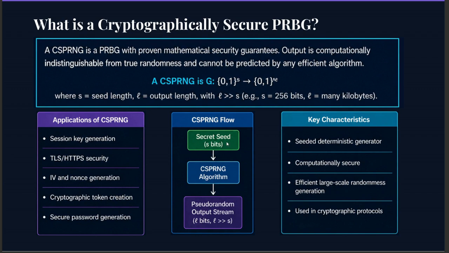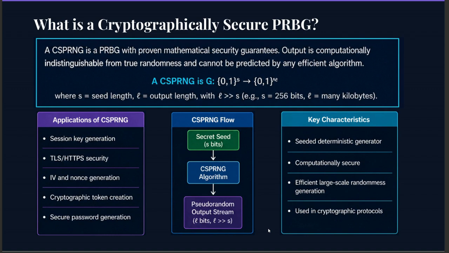Now let us look at the flow diagram. First, the system collects entropy. Entropy means unpredictable physical randomness like mouse movement, keyboard timing, thermal noise, and network disruption. This entropy becomes the secret seed. That seed enters the CSPRNG algorithm. Then the generator expands small randomness into a massive pseudo-random stream. This output is used for session keys, HTTPS, IVs, nonces, digital signatures, etc. Basically, modern internet security depends upon this single concept. Without secure randomness, all cryptography collapses.